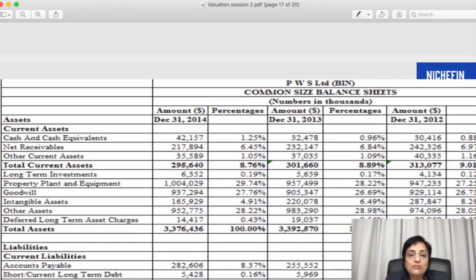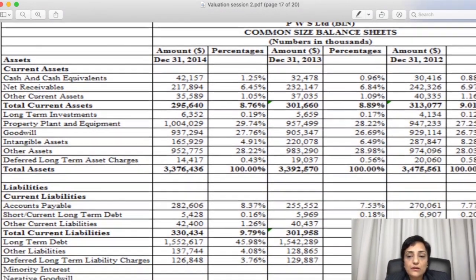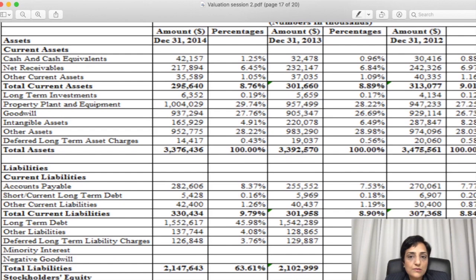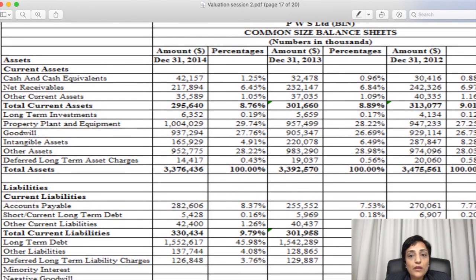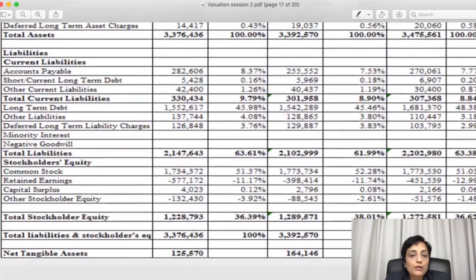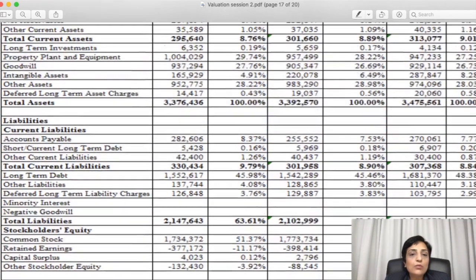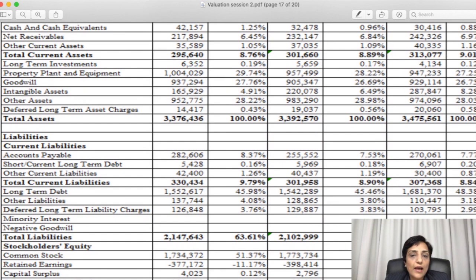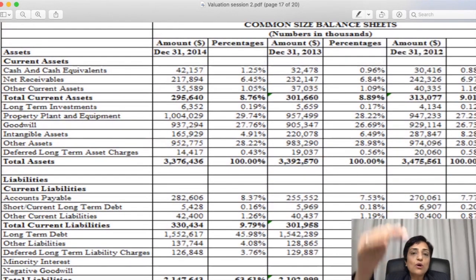Okay, so the balance sheet. I'm sorry about this, it is very clumsy, with too many numbers on this page. But what it means is here we have 3 years of data. For each year's balance sheet data, we have the total of assets and the total of liabilities and equity. What we do here is take the total assets as 100% and convert all the items into a percentage of total assets. Now, how does this help?